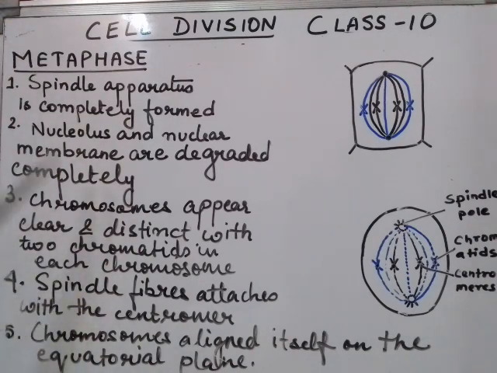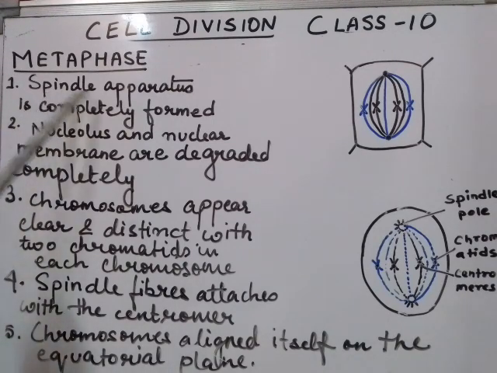And we'll go to the different characteristic features. Now in prophase we found that the nuclear membrane was on the verge of degeneration, disappearing slowly. In metaphase we will find nothing in terms of nucleus, membrane or nucleolus.